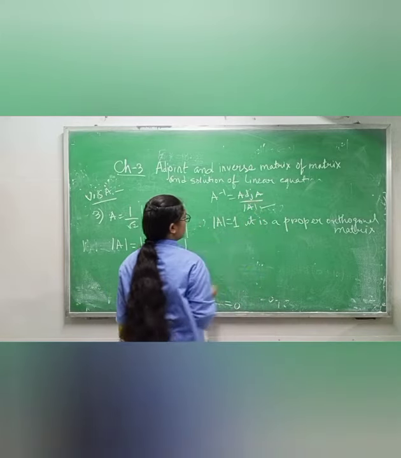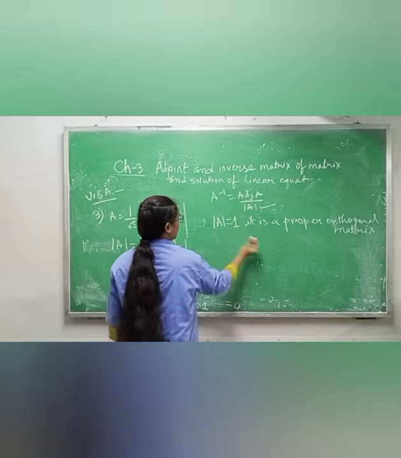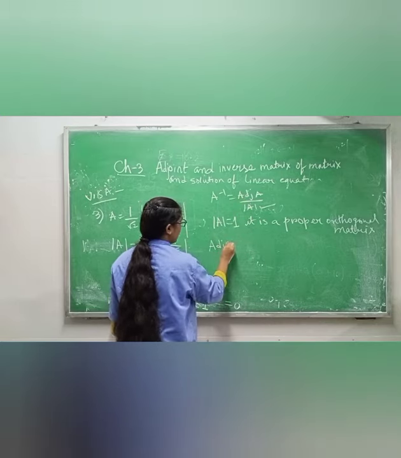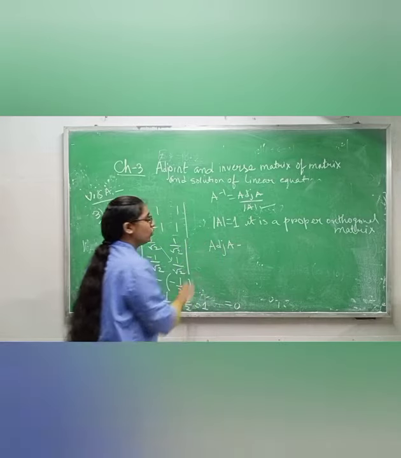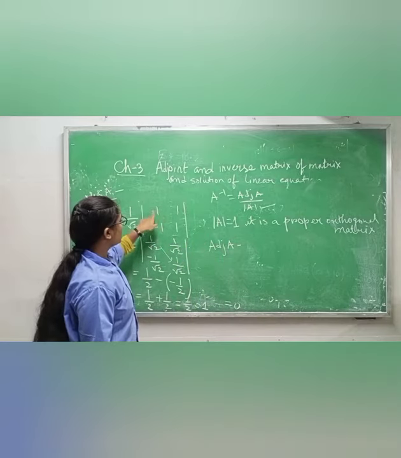This one you got already. You have to find adjugate A. Adjugate A is very easy. How will you find adjugate A? When it is of order 2 by 2, what will happen? This place will change.